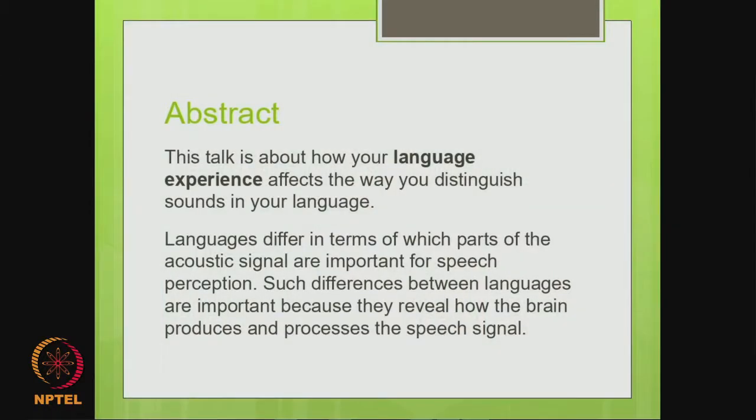Languages differ in terms of which parts of the acoustic signal are important for speech production, and these differences are really important because they reveal how the brain produces and processes the speech signal for humans generally. This is not about one language necessarily being better or easier to understand than another language. This is just about how the brain might use certain parts of the speech signal versus other parts of the speech signal.